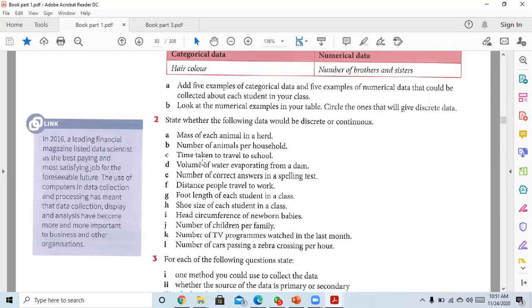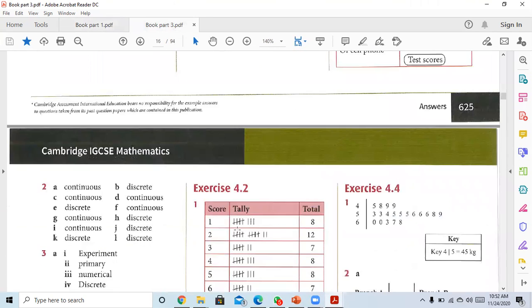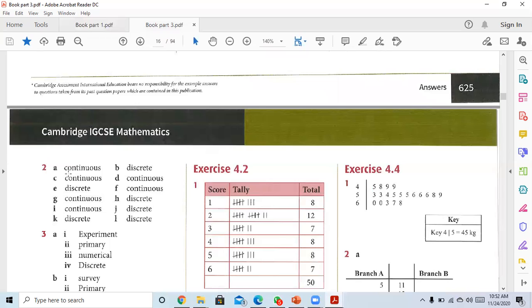The number of animals per household. Time taken to travel to school is continuous because we are not sure; sometimes we reach early or sometimes late. Volume of water evaporated from the dam: we are not sure how much, so continuous. The number of correct answers in the spelling check: discrete. Distance people travel to work: discrete as well. The foot length of each student in the class. So for these types of questions you can get the answer from here. As I said: continuous, discrete, continuous, continuous, discrete.